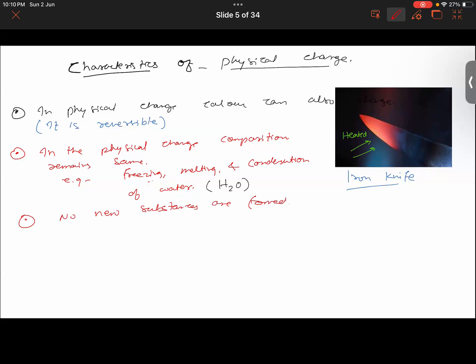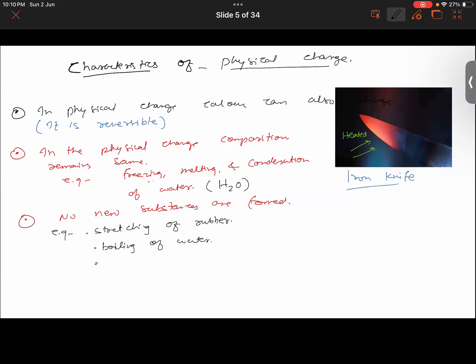We have several examples of such changes. For example, you have stretching of rubber, boiling of water, right? Apart from this, we also have several other examples, like the most common one we had, heating of the iron knife. Okay, write these things down, then we'll be moving further.